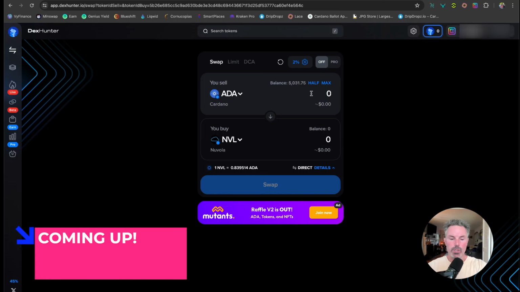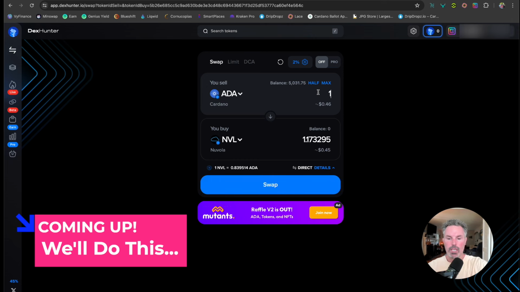Let's get ready to jump on a decentralized exchange, to jump on a DEX and perform some of the final stages of the sequence here in the strategy.